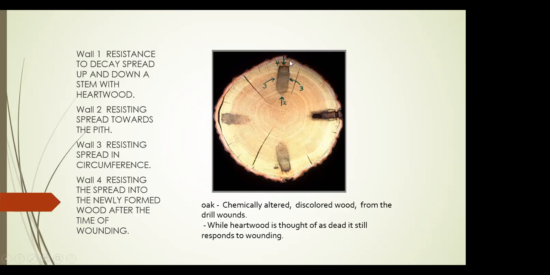So the tree has grown over the old wound. A couple of years of new growth. This is the wall 4. So that's what trees do to protect themselves from decay. They just kind of compartmentalize it. They hold it inside.